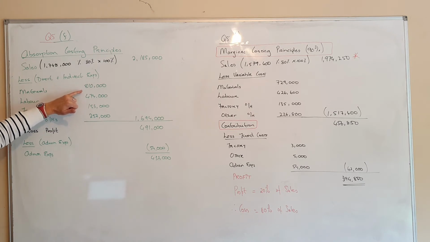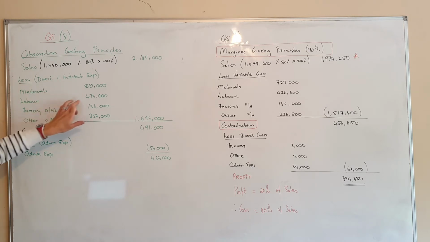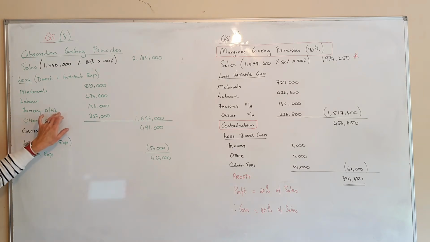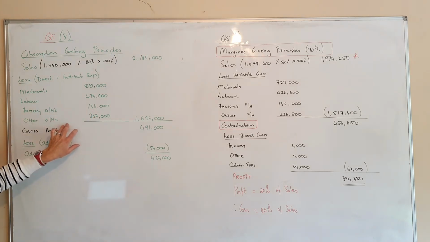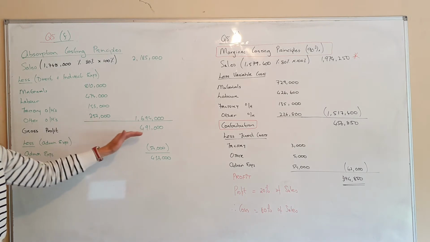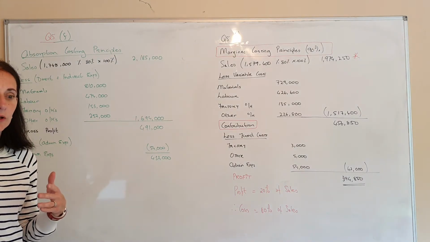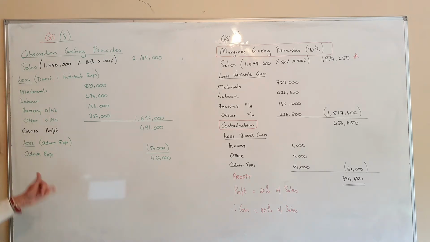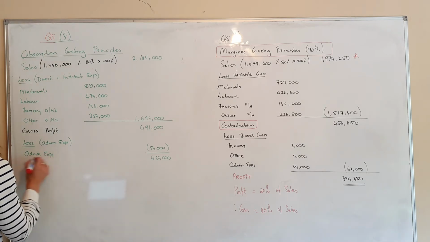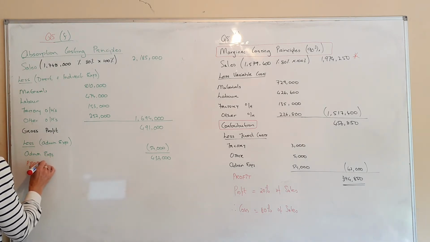You have your materials, and this is at 100%. So it's 810, your labour is 474. Your factory overheads are made up of your fixed part and your variable part to give you 153. Your other overheads again is made up of fixed and variables to give you 257. That gives you your gross profit. So then if you were doing profit and loss account after that, you take away your admin and S&D expenses. We only have admin expenses.